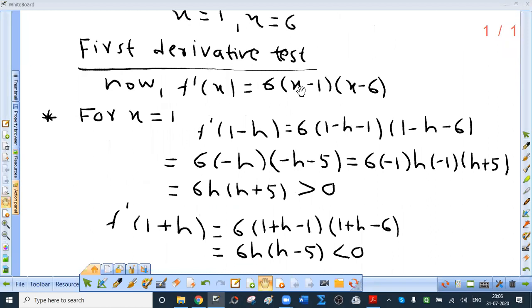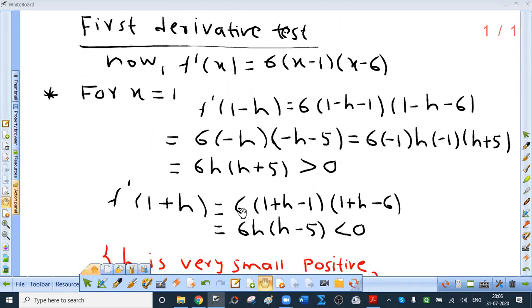What is f dash of 1 plus h? Replace every x by 1 plus h. So 6 into 1 plus h minus 1 into 1 plus h minus 6. So effectively this is what? 6 into h into h minus 5. H is very small positive number. So h minus 5 is definitely negative. H is positive. So the product is negative, that is less than 0.